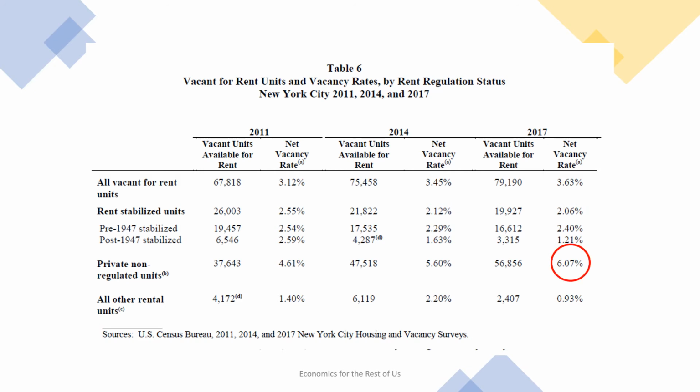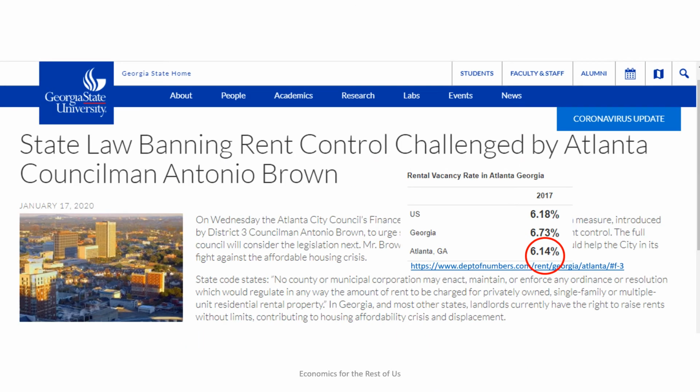In the free market sector, the vacancy rate is 6%. Had rent control had a deleterious effect on the supply of rental units, we would have expected the vacancy rate to be low. So is it? It is high compared to the rate in the controlled sector, but let's compare it to the vacancy rate in Atlanta, a major city that does not have rent control at all. In Atlanta, the vacancy rate is also 6%. Rent control does not create a housing shortage or high rents.